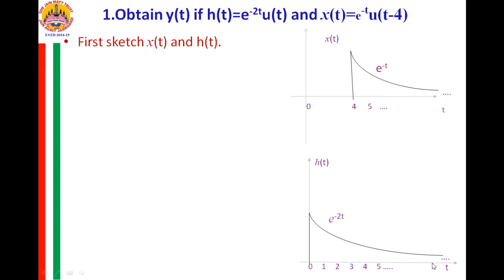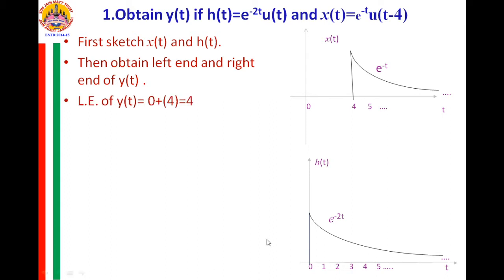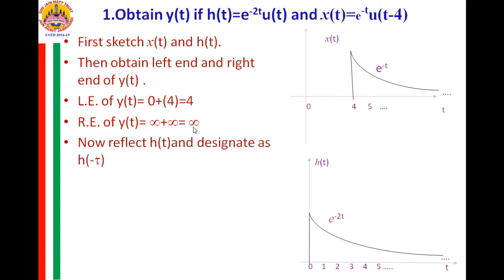What I am doing here is, first let us obtain the left hand and right hand of y of t. Both these are infinite duration signals. The left hand of x of t is 4 and that of h of t is 0, so 0 plus 4 is 4. And the right hand of x of t is infinity as well as h of t is infinity, so the right hand of y of t also will be equal to infinity.